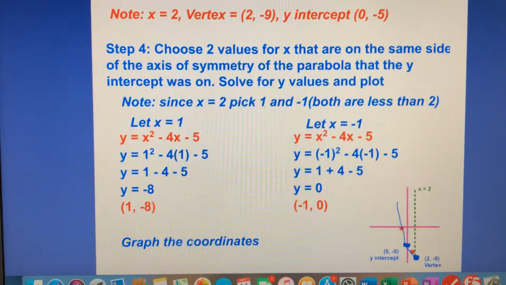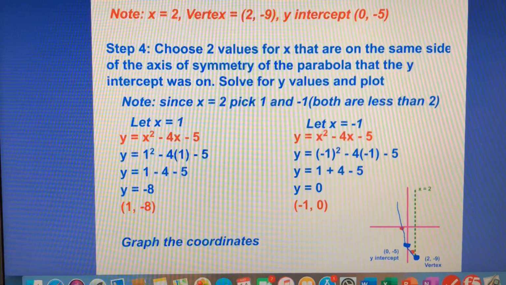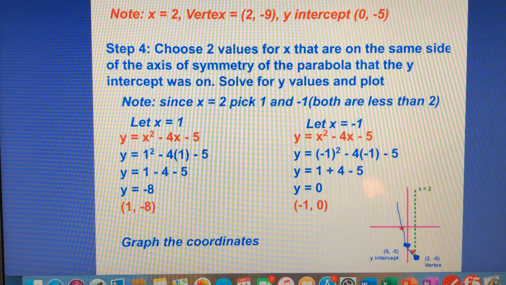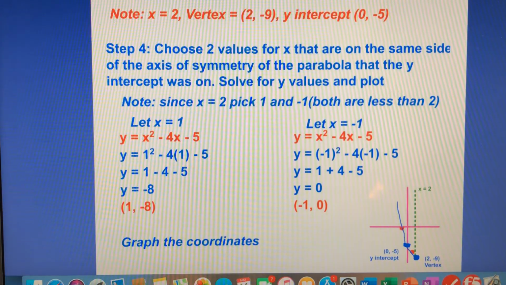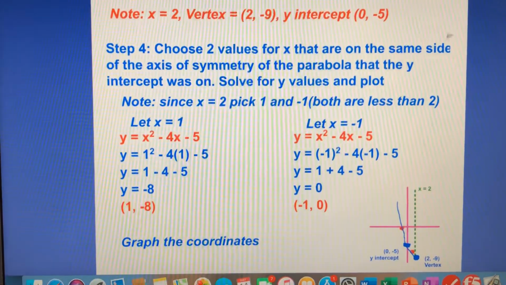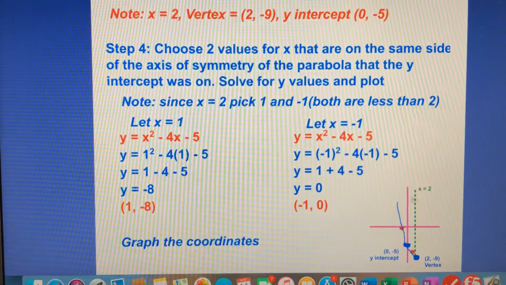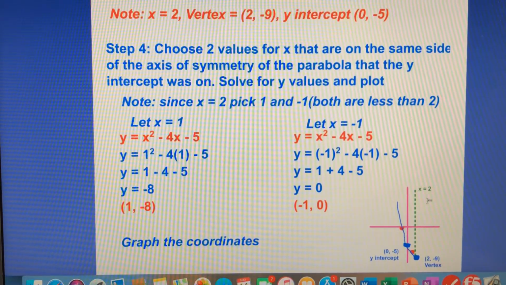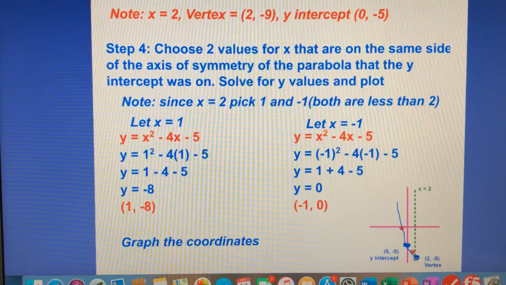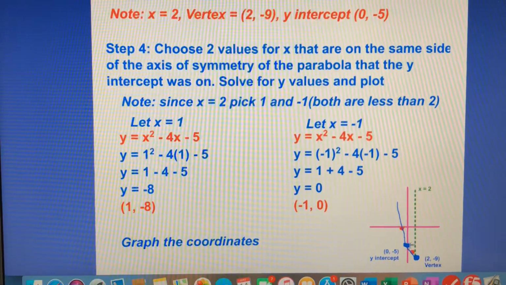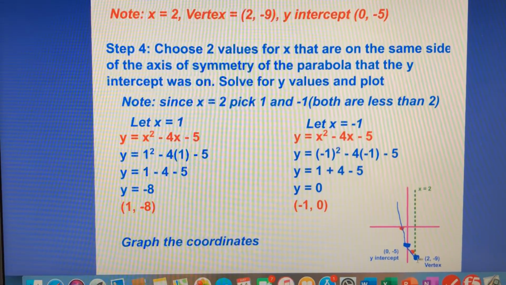So using this same information, I'm on to step 4. Choose 2 values for x that are on the same side of the axis of symmetry of the parabola that the y-intercept was on. Here's my axis of symmetry, this green dashed line, x equals 2. Now I want to know where is my y-intercept. It's on the left. It's right here, 0 comma negative 5 was my y-intercept. My vertex was 2, negative 9.